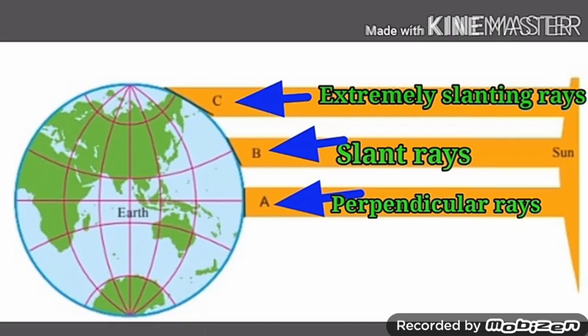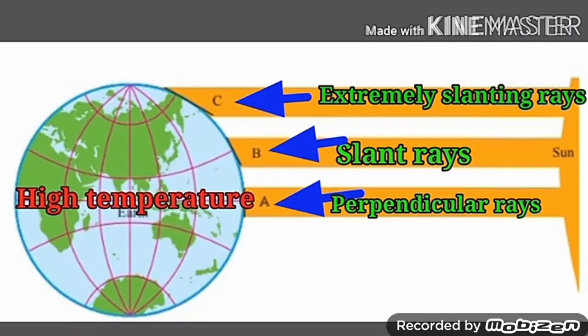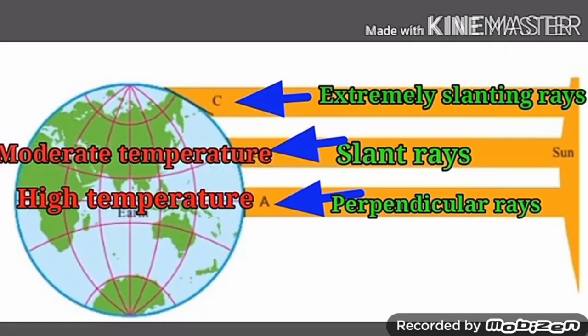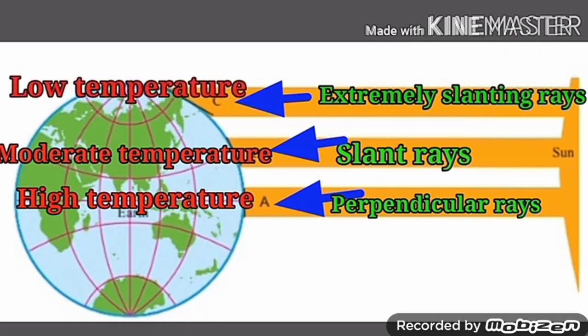Considering the parallels of latitude marked in the figure, tell the regions where the temperature will be high, moderate and low. The temperature will be high in the regions receiving perpendicular sun rays. The temperature will be moderate in the regions receiving slant rays. The temperature will be low in the regions receiving extremely slanting sun rays.